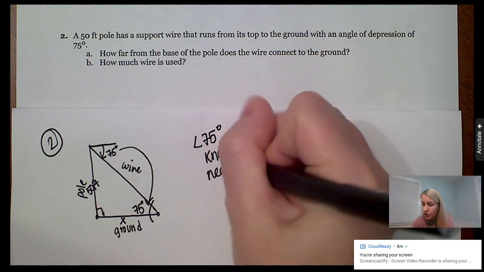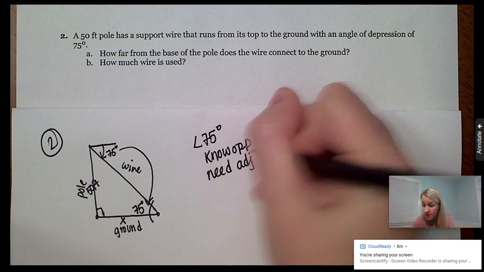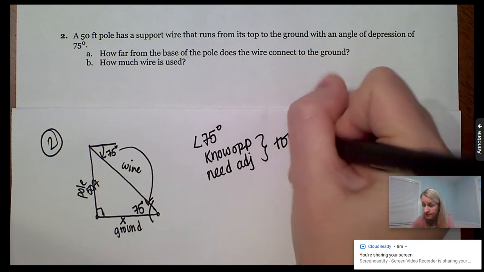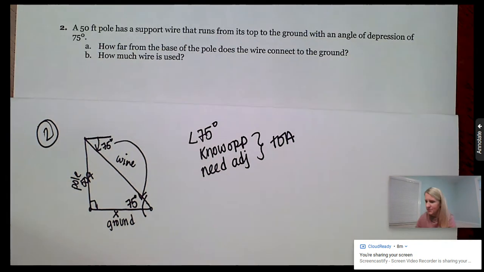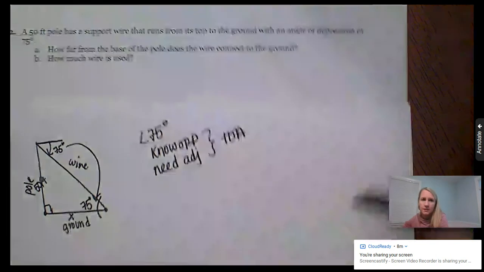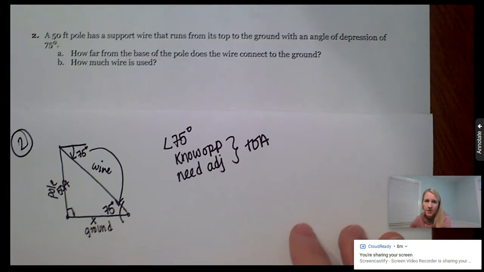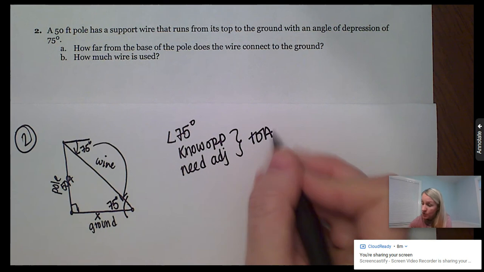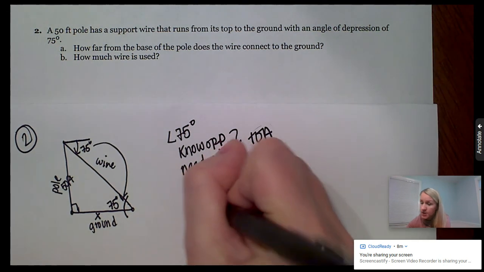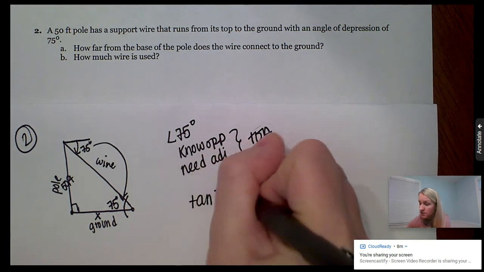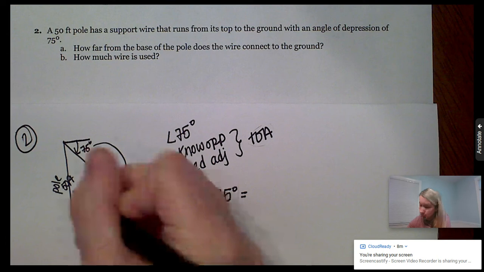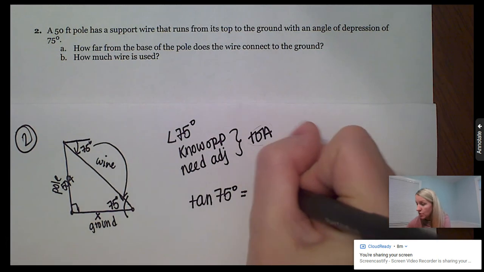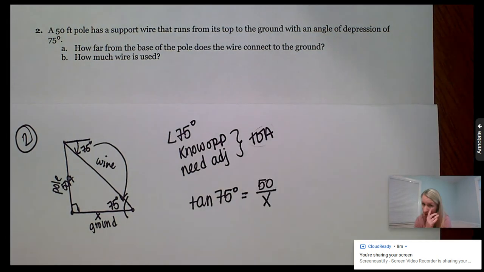We need adjacent this time. So I'm thinking TOA in my head. But once again, I'm sorry, I'm writing it with the angle. Try to put it at the angle I'm writing at, so I'm not always writing sideways for you. So I'm going to set up my equation based off TOA. That tangent of the angle is going to equal opposite is 50 over adjacent is x.